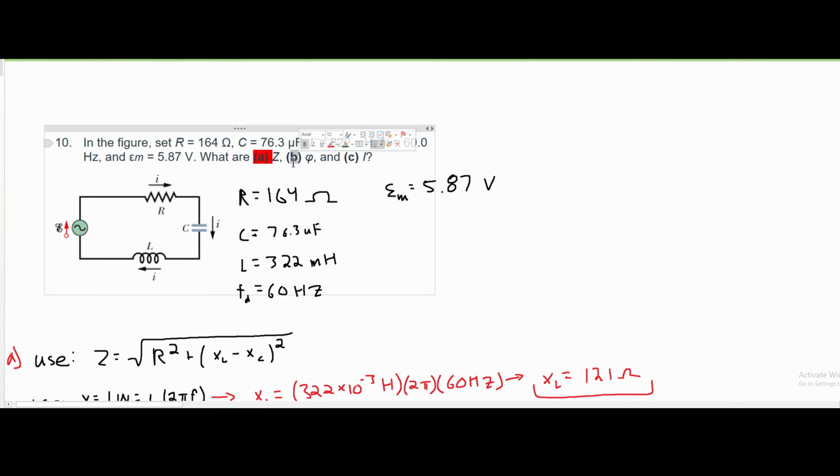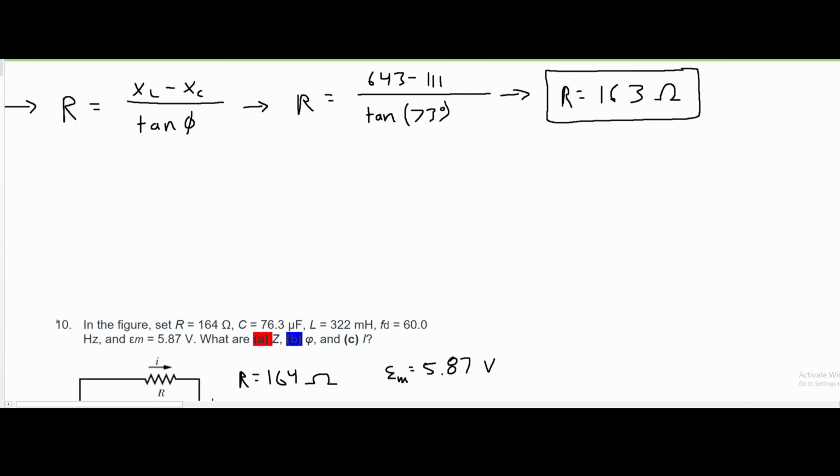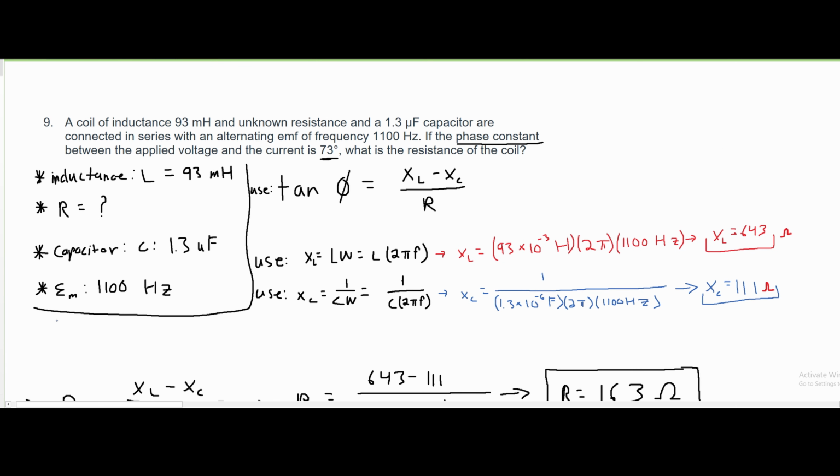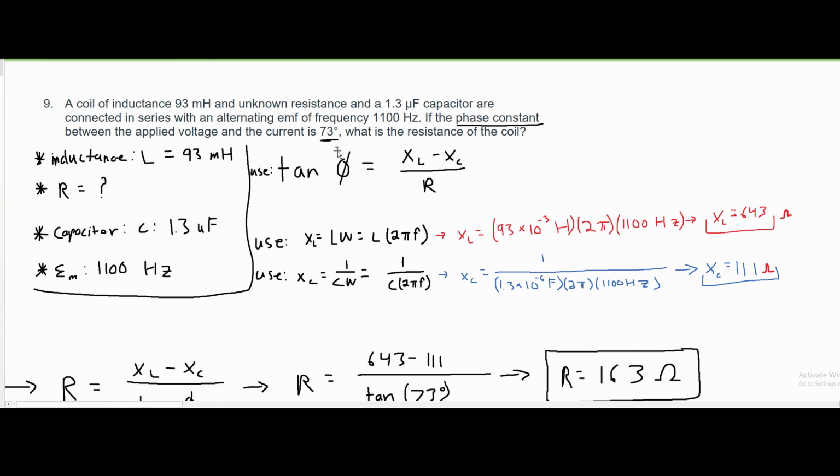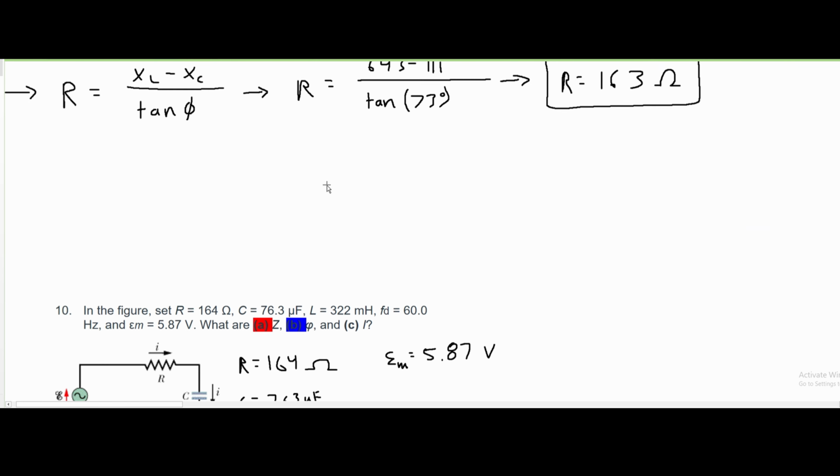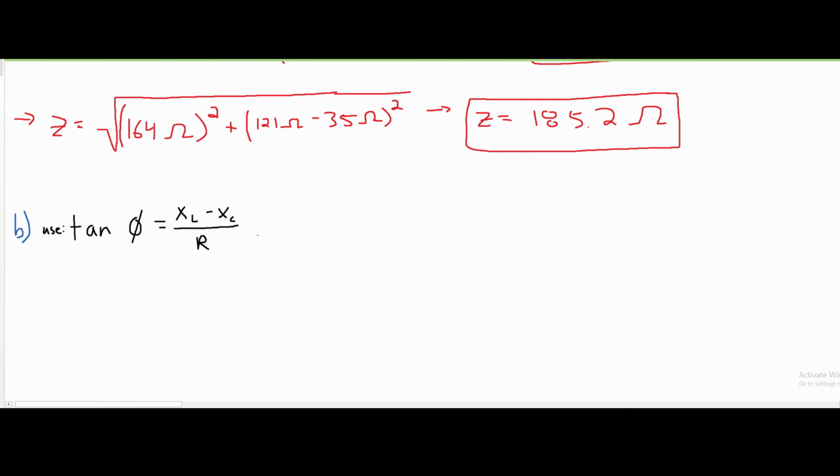For part B, we're asked to find the phase shift. For our phase shift, we can look to a previous problem and note this formula. Previously we used it to find our R, but now we can use it to find our phase shift. If we put this in here like this, we can rearrange it to say that our phase shift is equal to tangent to the negative 1, so that'd be arctangent of our X of L minus our X of C over our resistance in parentheses like this.